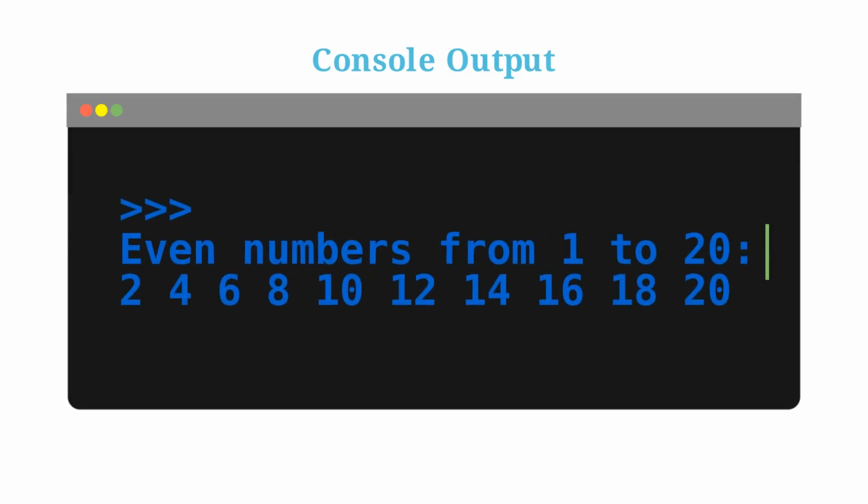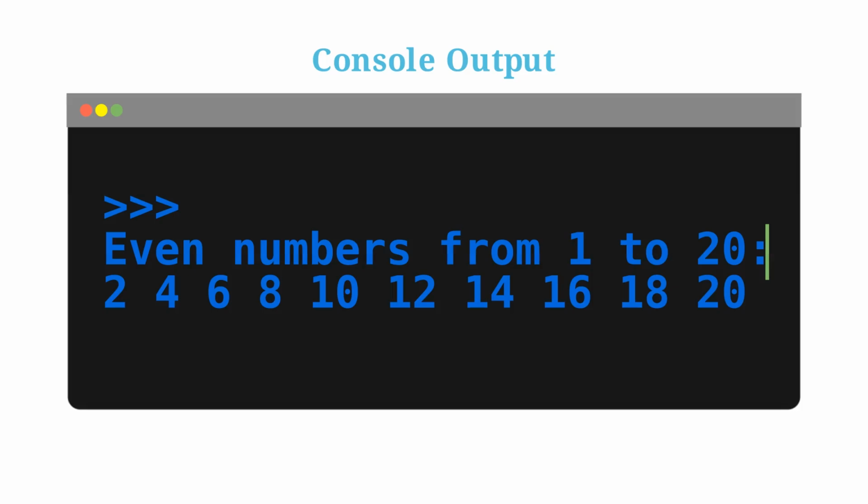Look at that perfect result. Only the even numbers made it through our smart filter. Numbers 1, 3, 5, 7, 9, and all the other odd ones, they got politely ignored. That's the power of selective processing.